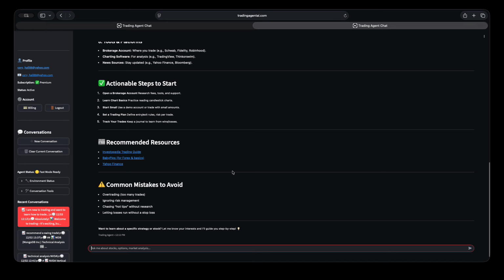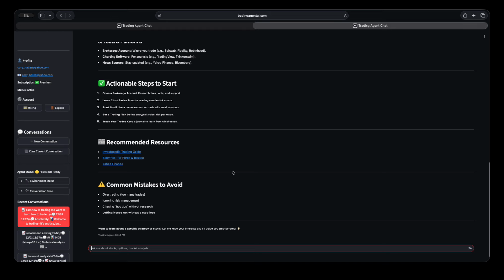Overtrading is a good way to lose your money. Ignoring risk management, moving your stop loss, thinking that the market's going to recover, not having a stop loss, not managing risk, and not managing the losing aspect of your trade is a good way to blow up your account.